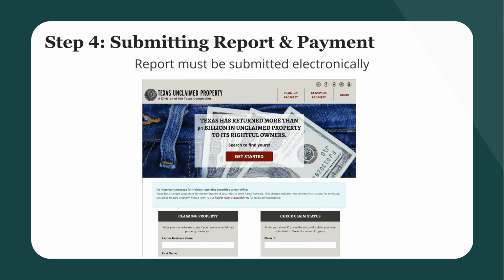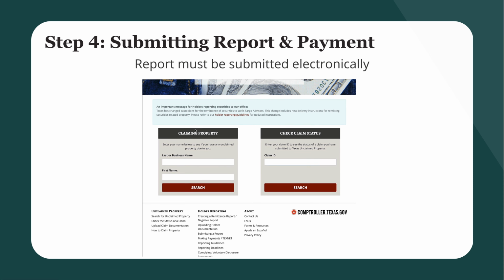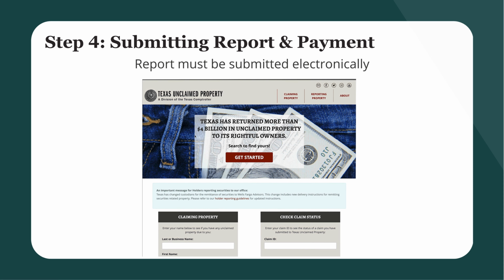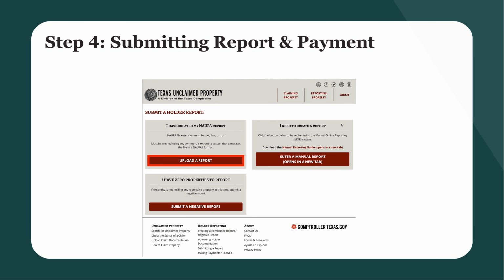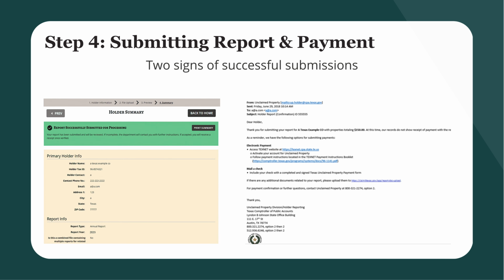The fourth step is to submit your report and payment. Businesses must submit all unclaimed property reports electronically on our website, ClaimItTexas.gov. From the home page, click Reporting Property, and then Submitting a Report. Choose Upload a Report if you used commercial software to prepare your report. Choose Enter a Manual Report if you're using our manual online reporting tool. After submitting your report, you will see the Holder Summary confirmation page. Within 24 to 48 hours, you will receive a confirmation email with payment instructions.